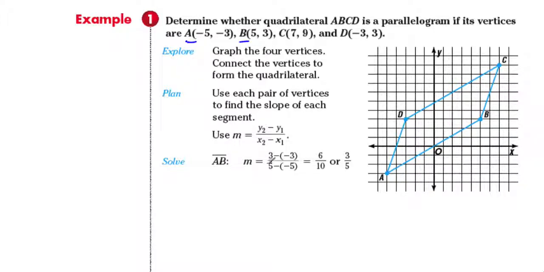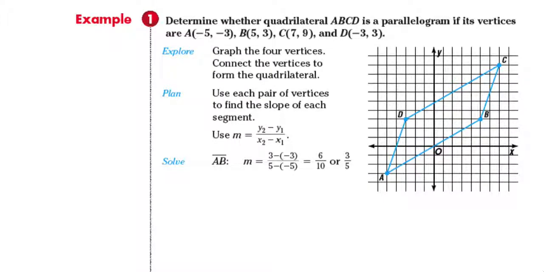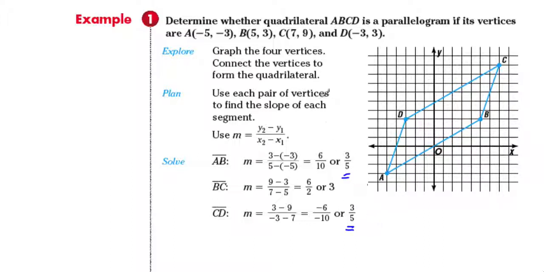Okay, so if you use those, you end up with a slope of 3/5. So the slope of segment AB will be 3 over 5. Let's find out the slope for segment BC. Using point B and point C, we have 9 minus 3 all over 7 minus 5. The slope for BC is 5. And for segment CD, using point C and point D, we have a slope of 3/5. And if you notice right there, AB and CD are already parallel to each other.